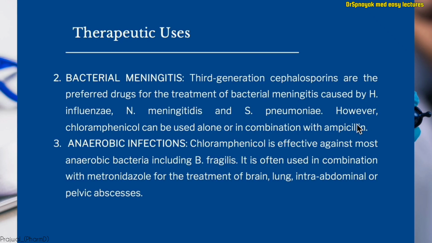Chloramphenicol is used in bacterial meningitis. It can be used alone or in combination with ampicillin. Third-generation cephalosporins are preferred drug for the treatment of bacterial meningitis, but chloramphenicol can also be used. Chloramphenicol is used in anaerobic infections. It is effective against most anaerobic bacteria including B. fragilis. It is often used in combination with metronidazole for the treatment of brain, lung, intra-abdominal or pelvic abscesses.